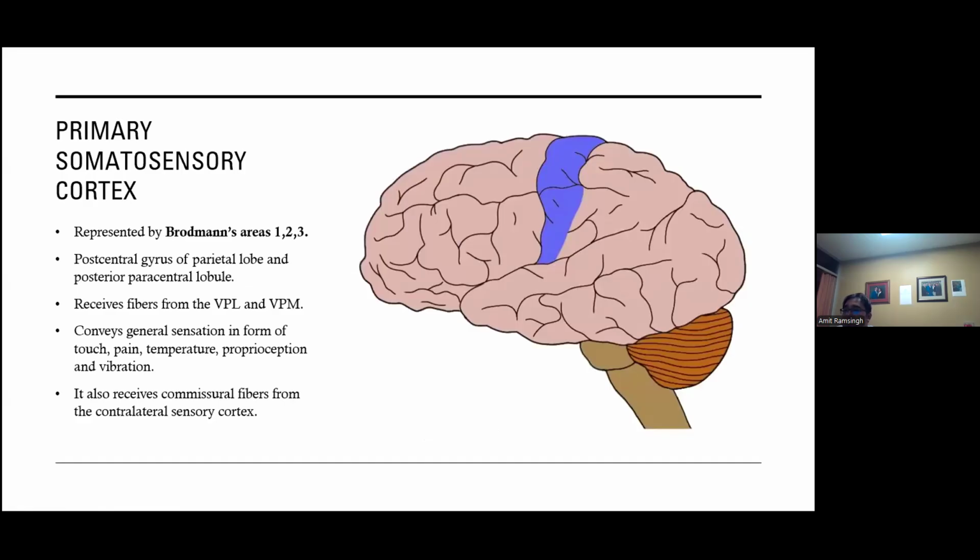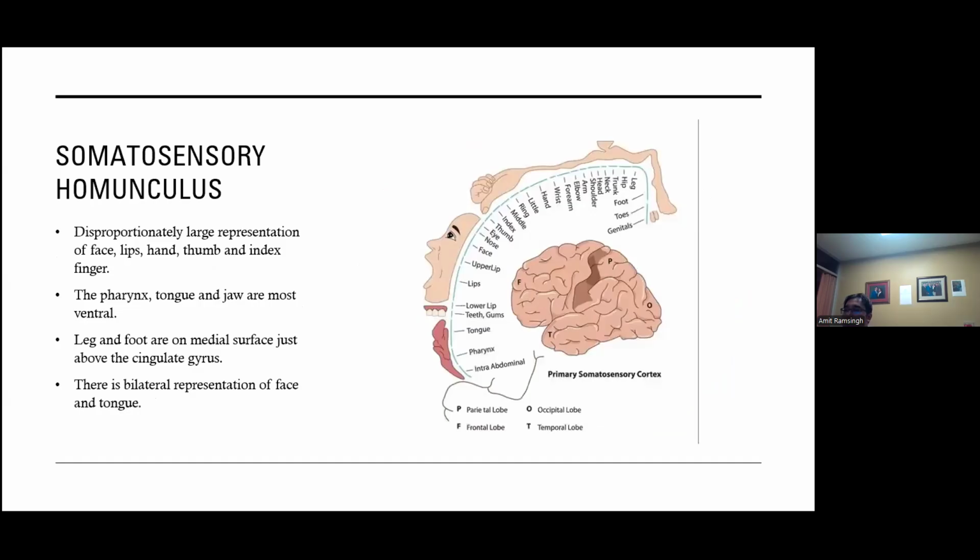So moving on to the primary somatosensory cortex, it's subserved mainly by Brodmann's areas 1, 2, and 3. It is located in the post-central gyrus of the parietal lobe and the posterior paracentral lobule. It receives fibers from the thalamus in the form of the VPL and the VPM, and conveys general sensation in the form of touch, pain, temperature, proprioception, and vibration. And it also receives commissural fibers from the contralateral sensory cortex.